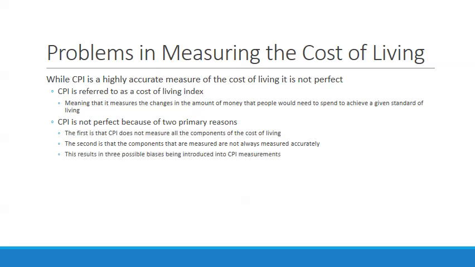We have three possible biases that come into CPI measurements, which create these problems that we see. One is unmeasured quality change, two is a substitution bias, and three is the introduction of new goods. So let's look at the first of these biases, this unmeasured quality change.